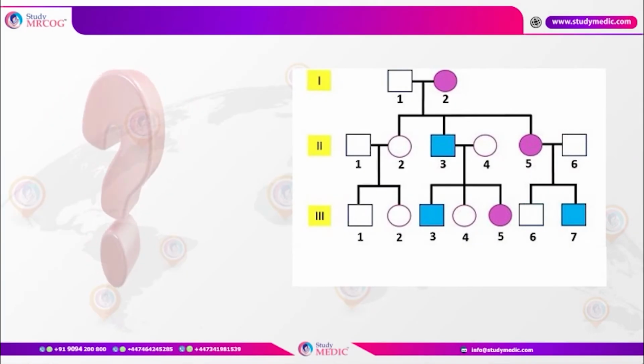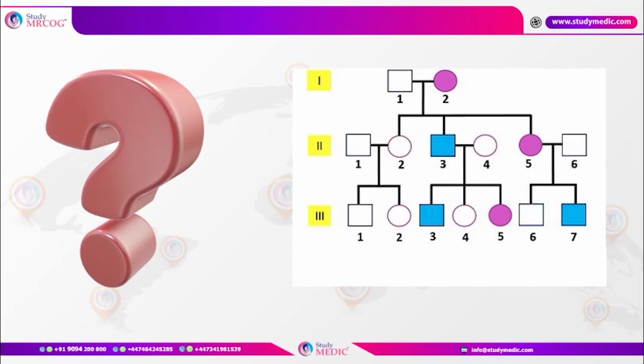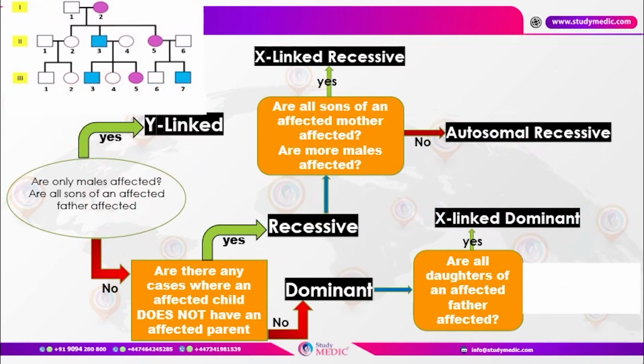And finally, we have the fourth inheritance pattern. But we don't jump to the answers. We will go through all the questions systematically. So here again, both females and males are affected, not only males. So we are looking at our next question.